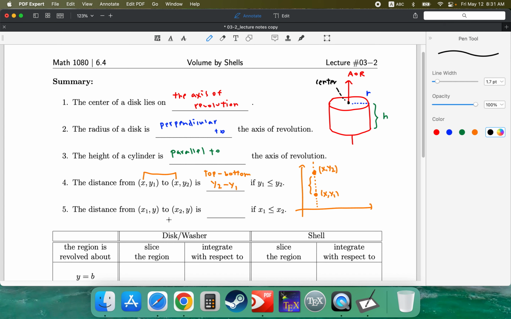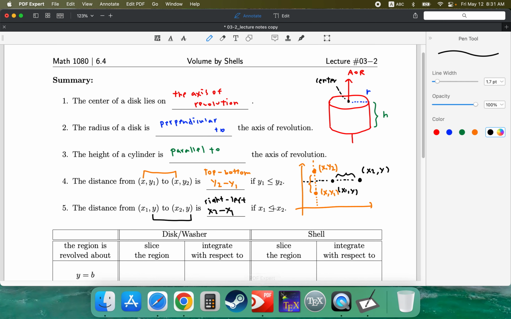Similarly, when you have 2 points that have the same y values, that means they are on the same horizontal line. And x2 is greater than x1, so (x2, y) is on the right hand side, and (x1, y) is on the left hand side. To find the distance in between, we use x2 minus x1, which is right minus left.